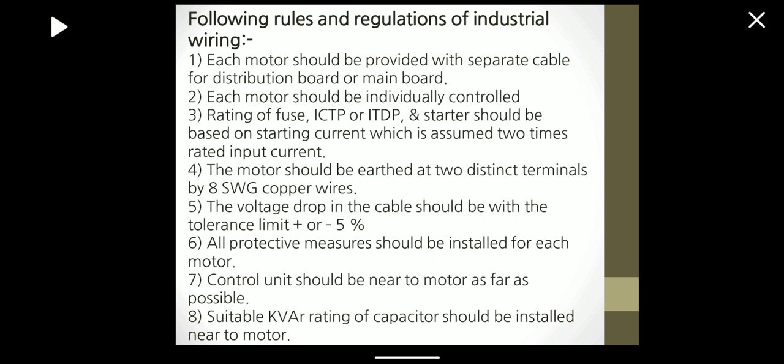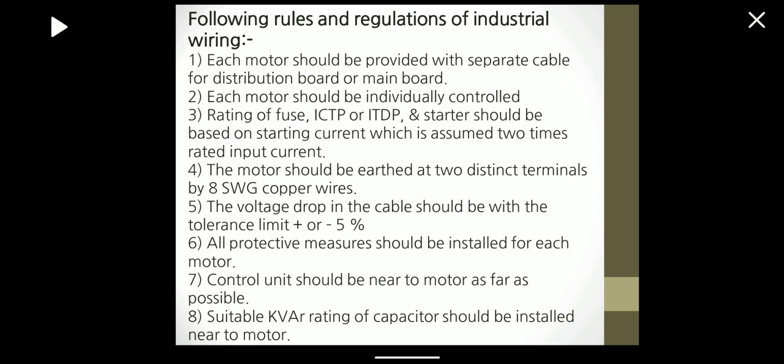Then following are the rules and regulations of industrial wiring. The first one is each motor should be provided with a separate cable from the distribution board or the main board. Then each motor should be individually controlled. Then the rating of fuse, ICTP, ICDP and starter should be based on the starting current, which is assumed to be 2 times the rated input current. The next is the motor should be earthed at 2 distinct terminals by 8 SWG copper wire.